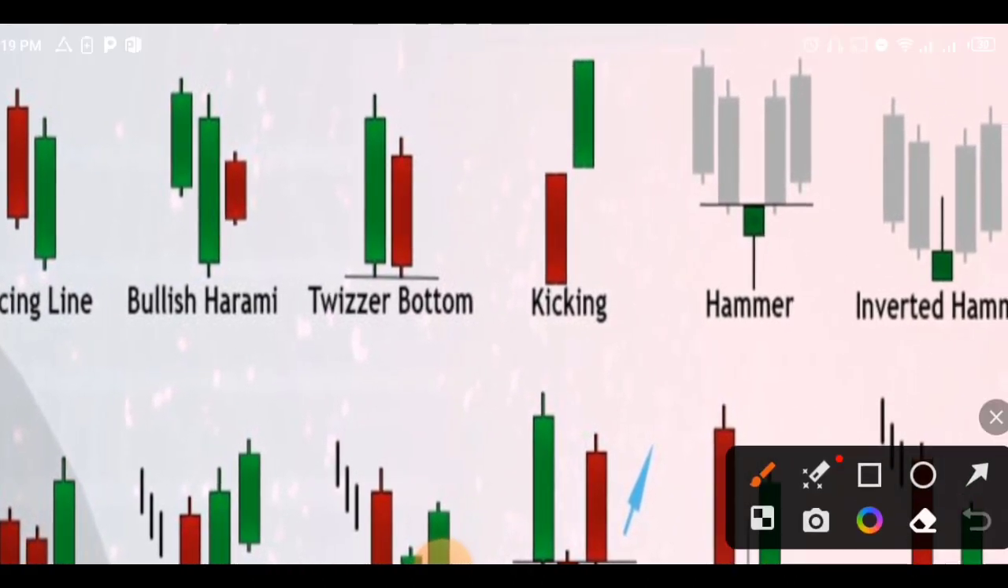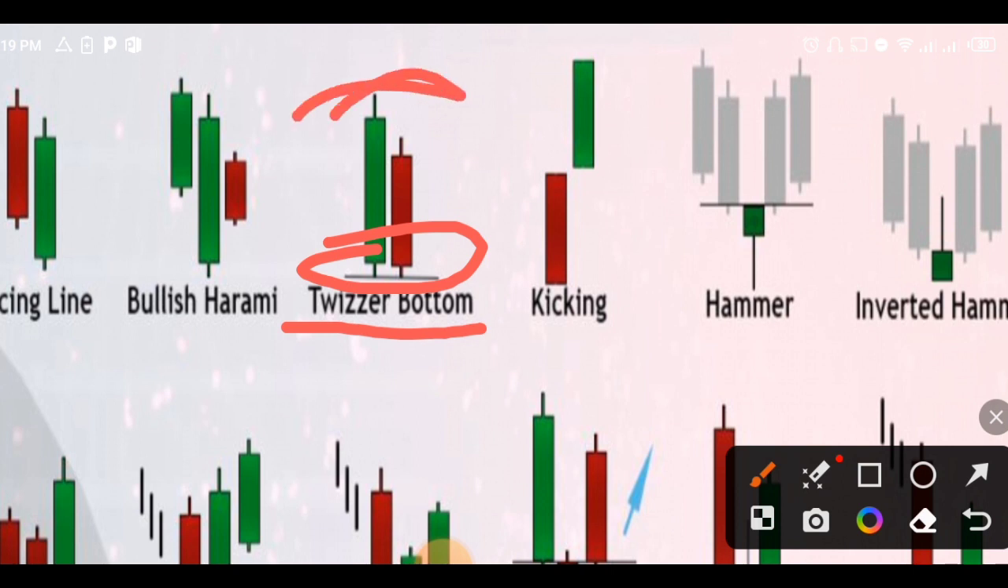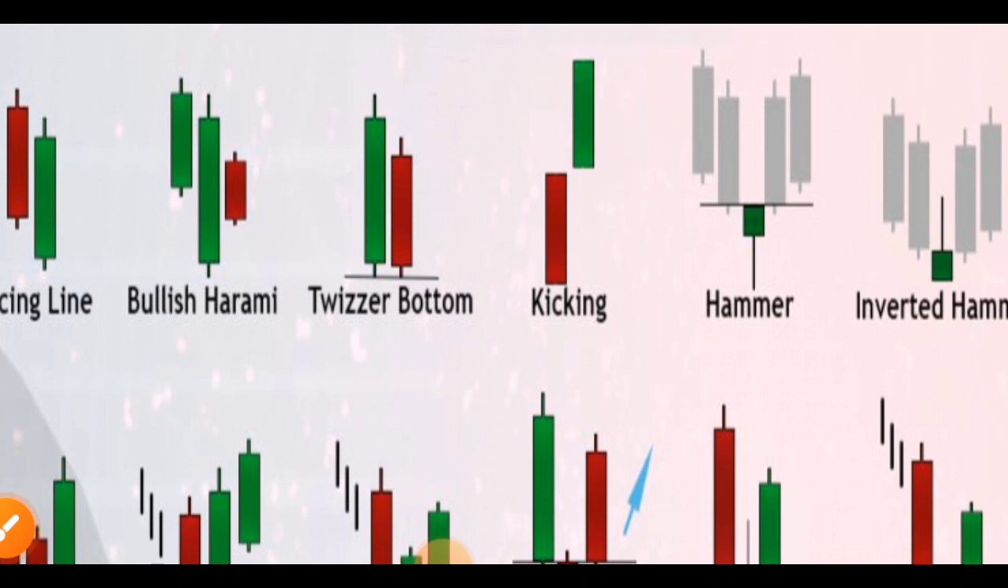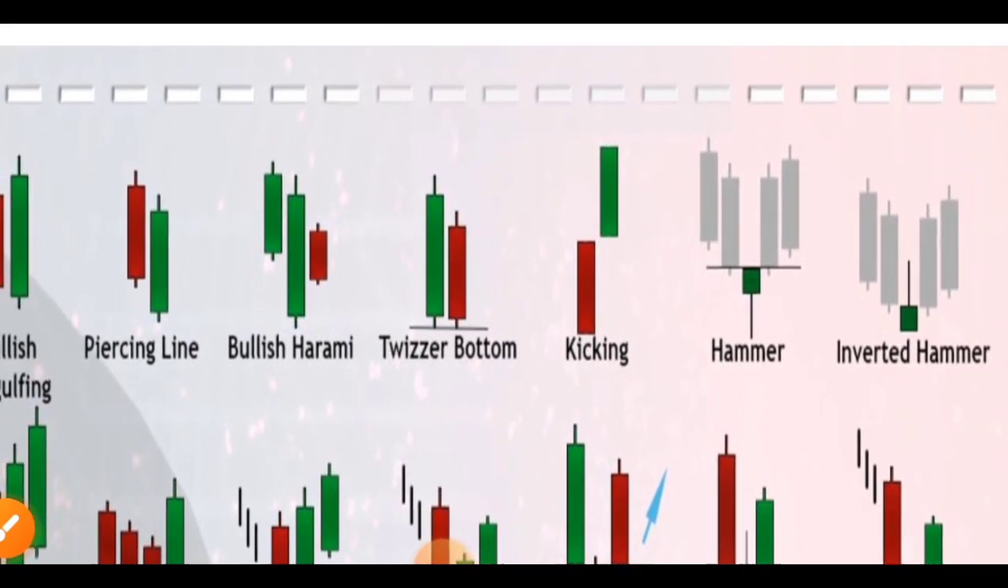So we have this other one, the tweezer bottom. When the two lows are equal, it's called a tweezer bottom, and it signifies buy momentum, especially when the previous candlestick is bearish and a bullish candle is engulfing the bearish candlestick, and they're having equal lows. It is a buy signal. You buy. The same thing happens when you want to sell, it is an inverse of a sell candlestick pattern.